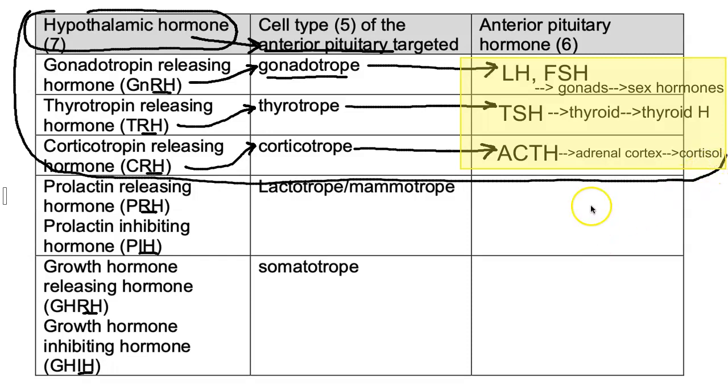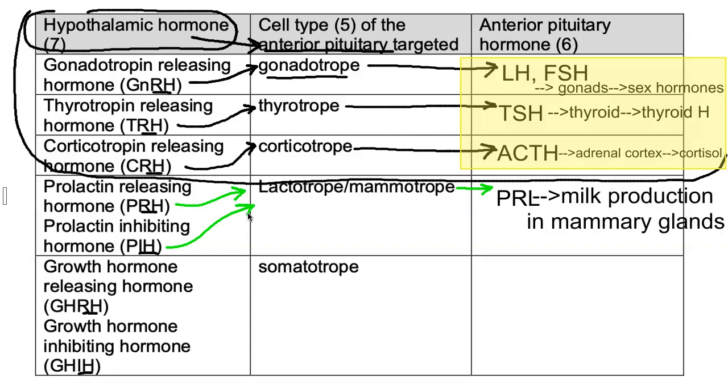So notice that at the bottom of this chart, I have 2 hormones that both have releasing hormones and inhibiting hormones. So there's a prolactin releasing hormone, which would stimulate release of the hormone prolactin from the anterior pituitary. And then there's also a prolactin inhibiting hormone that would turn off prolactin secretion from the anterior pituitary. Prolactin stimulates milk production by the mammary glands. So it stimulates breast milk production.